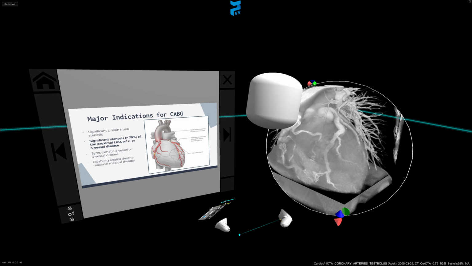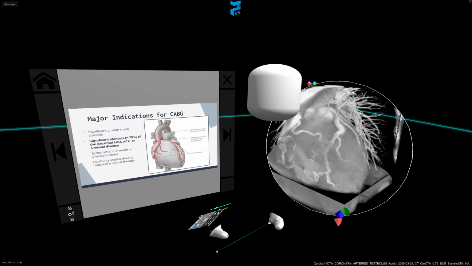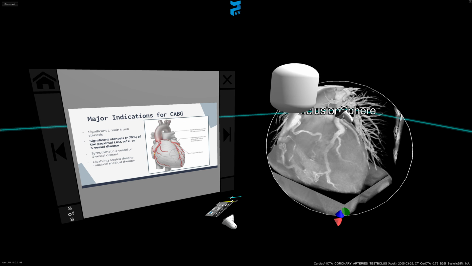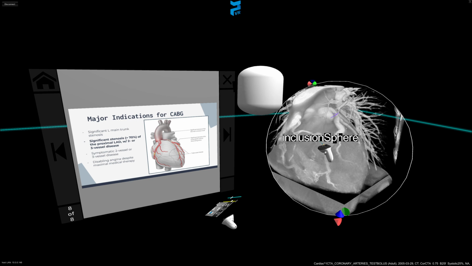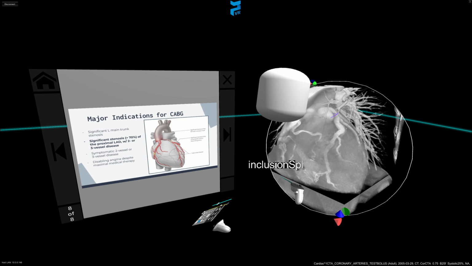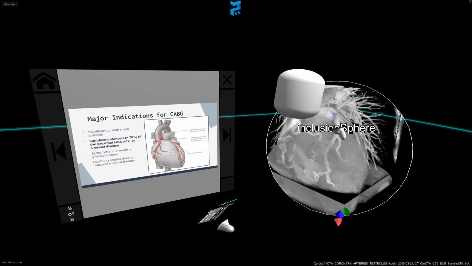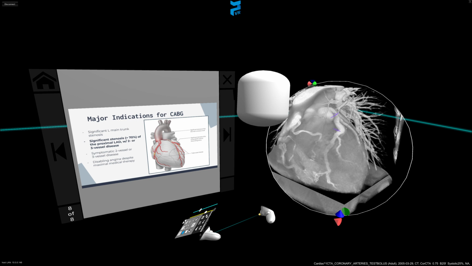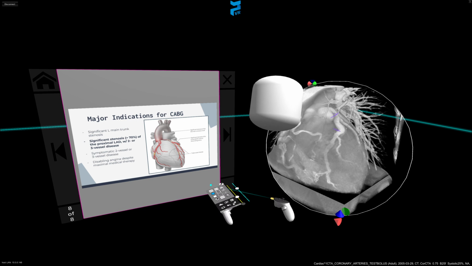As a small learning point, major indications for CABG include significant stenosis of the left main trunk, so up here, significant stenosis, over 70% of the proximal LAD with concomitant 2 or 3 vessel disease. That's what our patient had in this case. Symptomatic 2 or 3 vessel disease, or disabling angina despite maximal medical therapy.